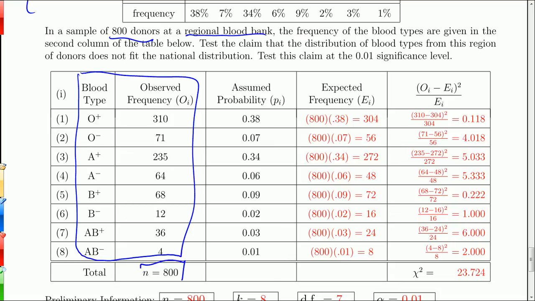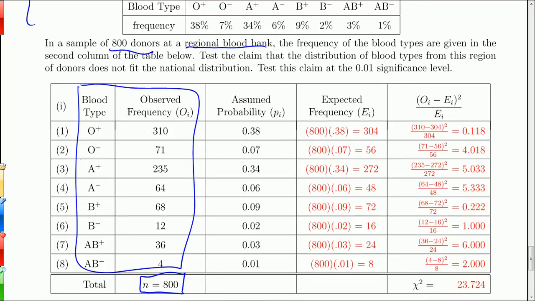So I had 800 donors, and here's the distribution of their blood types. 310 were O positive, 71 were O negative, 235 were A positive, and so on. And we want to test the claim that the distribution of blood types from this region of donors does not fit the national distribution. In other words, is this regional distribution different from the national distribution based on our sample of 800 donors? Test this claim at the 0.01 significance level.